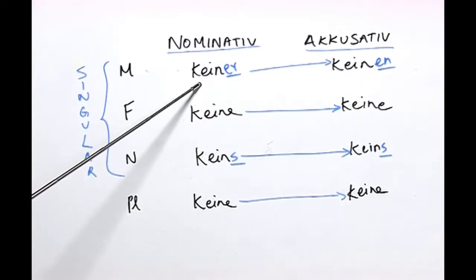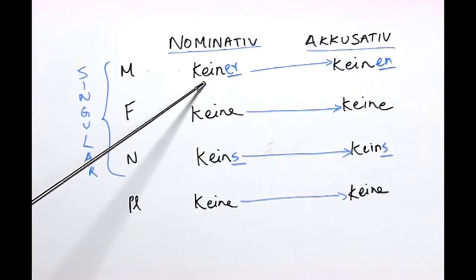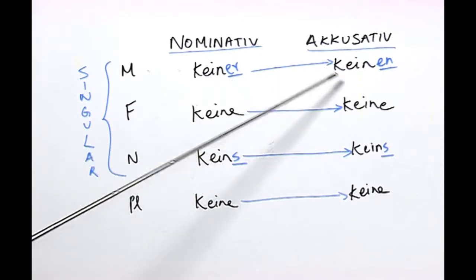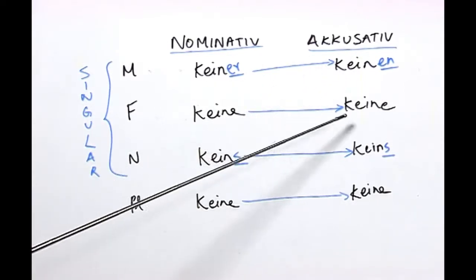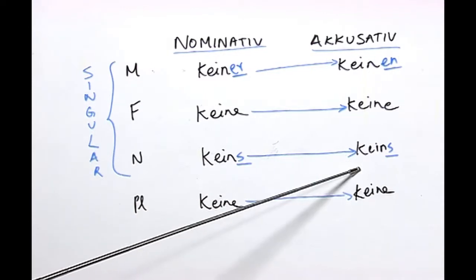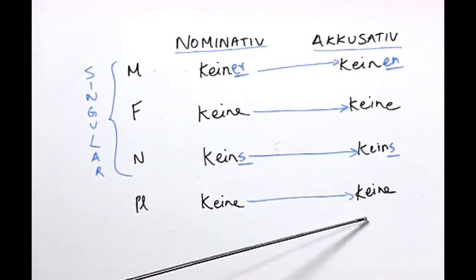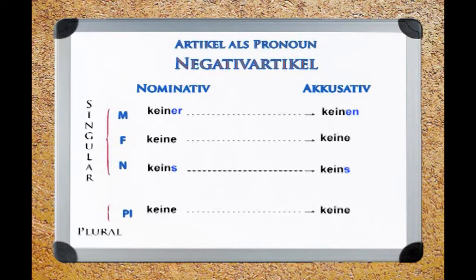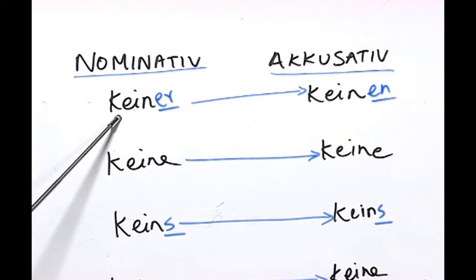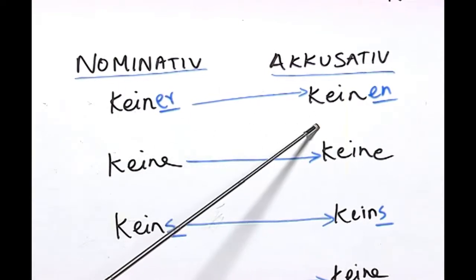If you see here, for the masculine, the negation article, negative article as we call it, becomes, from nominative keiner to keinen. Keiner remains keiner, keins remains keins, and in the plural keiner remains keiner. When we did the indefinite article as pronoun, we used einer, which becomes einen, and as you know, for negation we need to add k or ka, which here is added, which then becomes keiner to keinen.